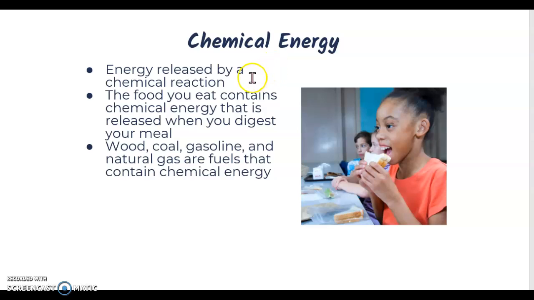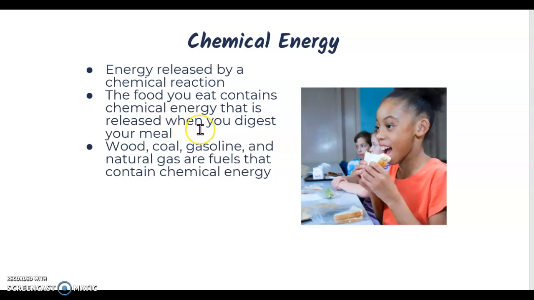Chemical energy. This is energy released by a chemical reaction. The food you eat contains chemical energy that is released when you digest your meal. So that's why when you are very weak and then you eat, you feel that you have gained energy, and that makes you do work. That gives you the strength to continue your activities. It's simply because the food has stored energy, and that is chemical energy.